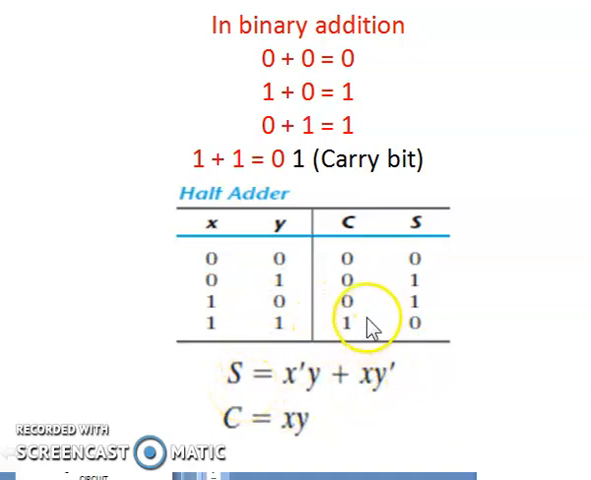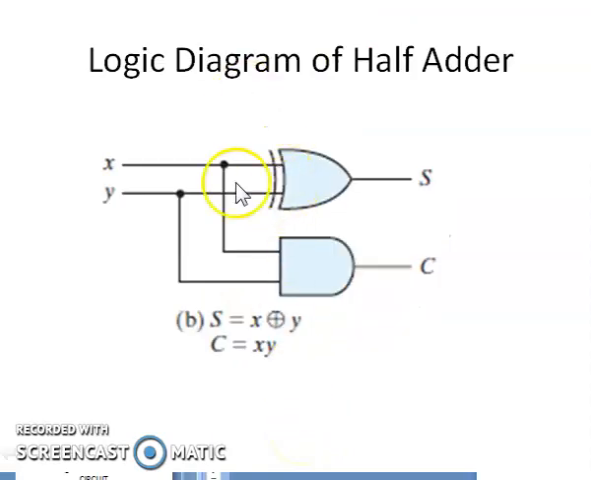Similarly, write the expression for the carry. So C is equal to x dot y. Now already the expressions for sum and carry are in the simplified form. Hence, draw the logic diagram.